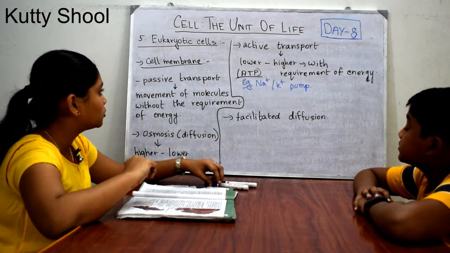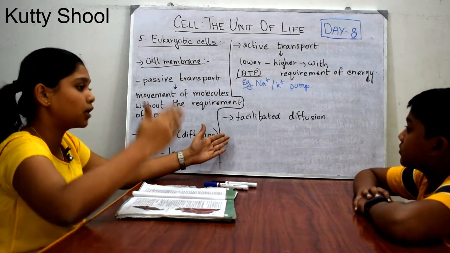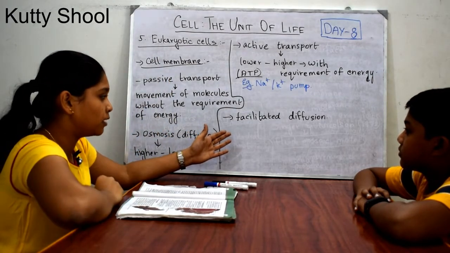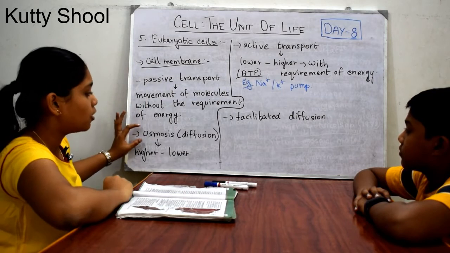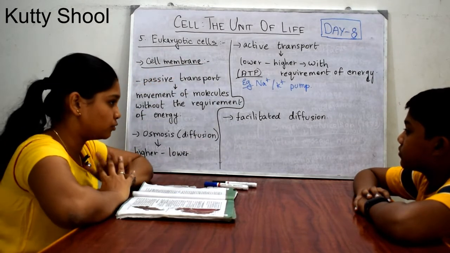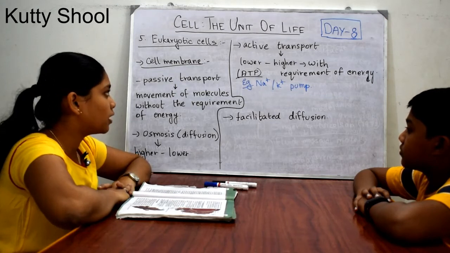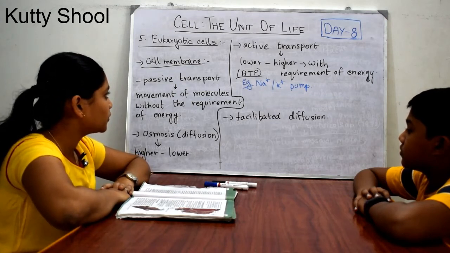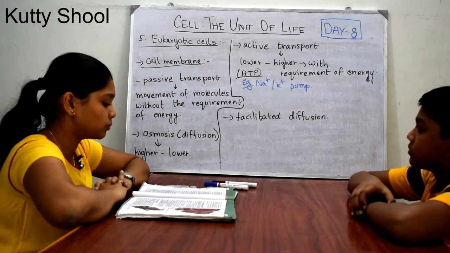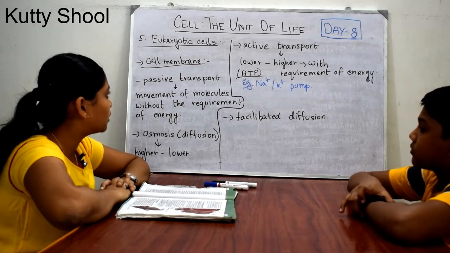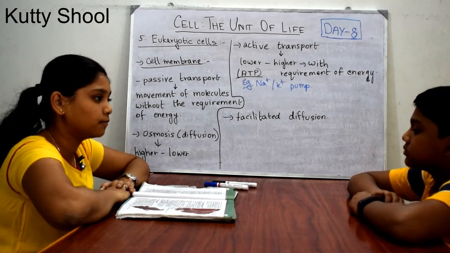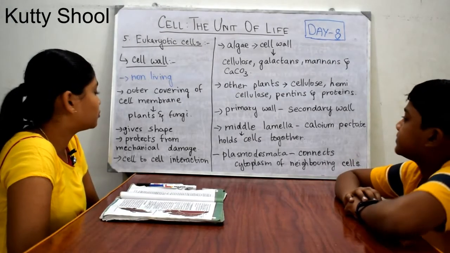Okay, so we have studied how the molecules move across the membrane. We have studied passive transport, osmosis, active transport, and facilitated diffusion. With this we are completing the subtopic under eukaryotic cell, which is cell membrane, the first subtopic. So next we'll go to cell wall. Now we are going to discuss about cell wall.